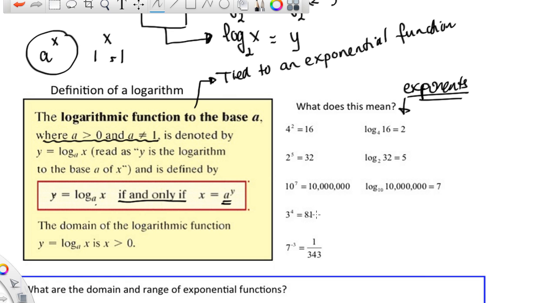So if 3 to the 4th is 81, then the log base 3 of 81 has to equal 4. And if 7 to the negative third is 1 over 343, then the log base 7, because the base is 7, of 1 over 343 is negative 3. So notice you can get positives and negatives out of logs. Okay?